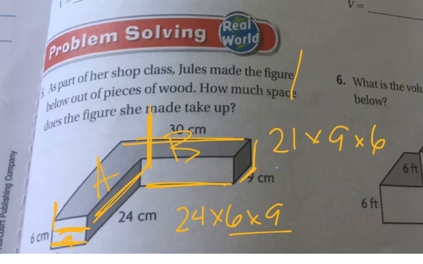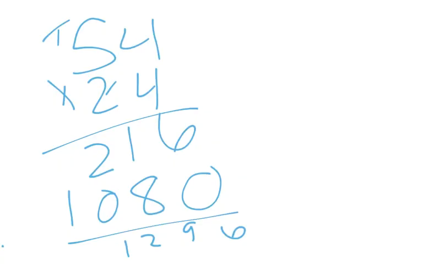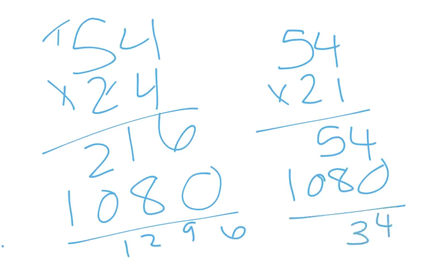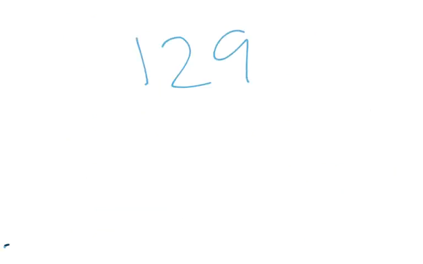This one over here was 21 by 9 by 6. 6 times 9 is 54 times 21. 1 times 4 is 4. 1 times 5 is 5. Put a 0. 2 times 4 is 8. 2 times 5 is 10. So I'm adding 1,296 plus 1034. So 1296 plus 1034.